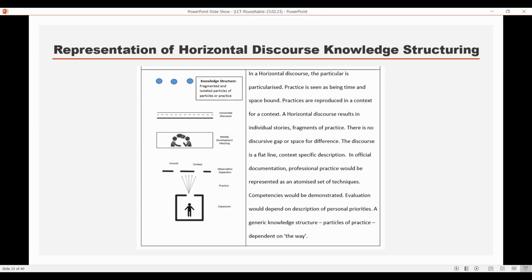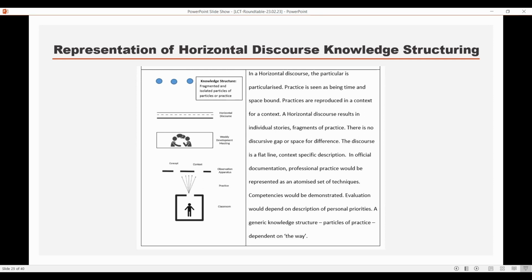So discourse could be horizontal, could be that flat line, and in those cases that's about particular elements, atomized bits of practice. So we observe what happens in the classroom, the two slits, the concept, the context. If we just think in relation to the context, it's a low level flat line. If we just thought in relation to the concept, it's a high level flat line.